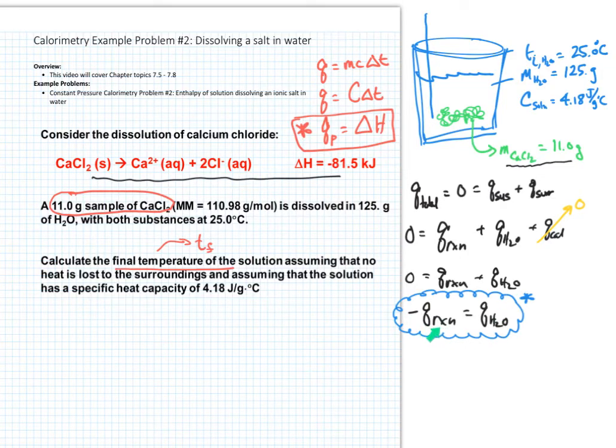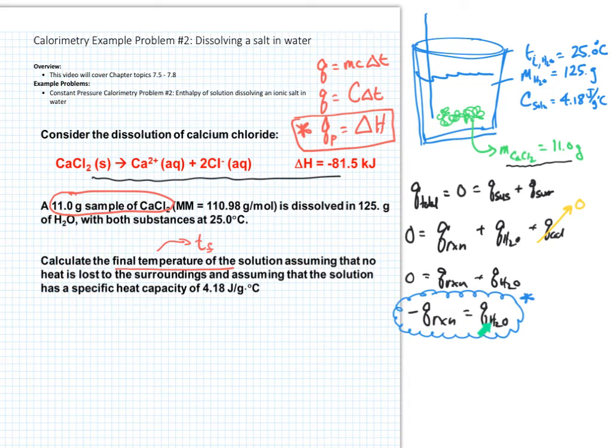I'm trying to find Q reaction, and I'm going to relate it to this minus 81.5 kilojoules. Let me tell you how I'm going to relate it. I know it's minus 81.5 kilojoules if I have 1 mole of calcium chloride. I only have 11 grams of calcium chloride, therefore I'm going to end up with less delta H. This Q is going to be less than that.